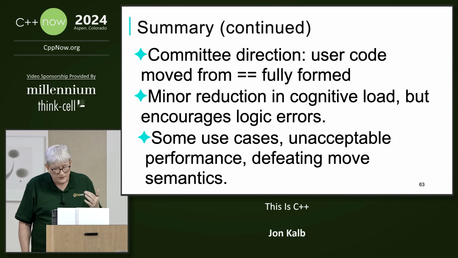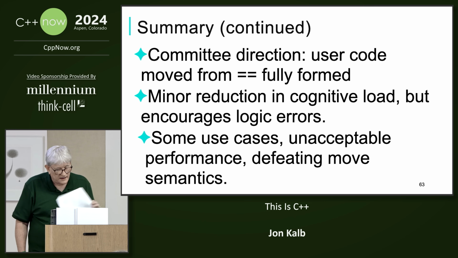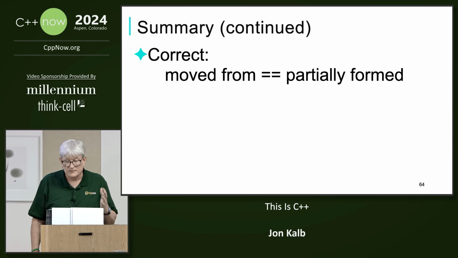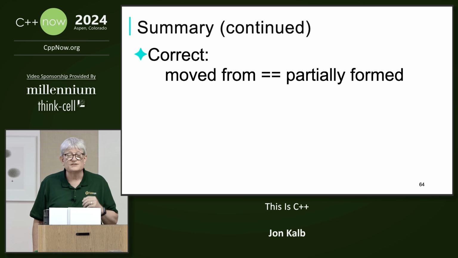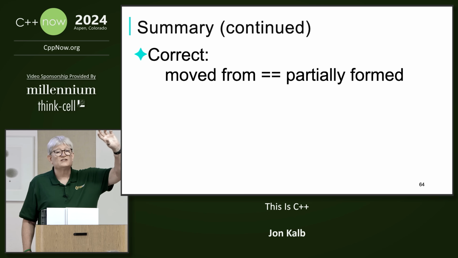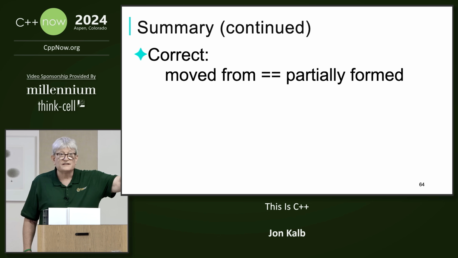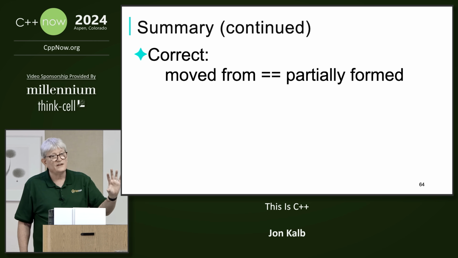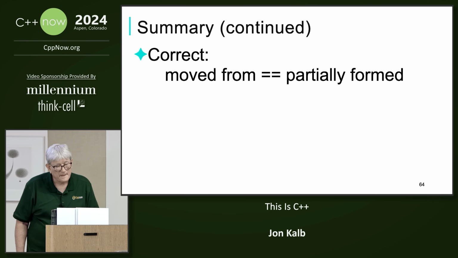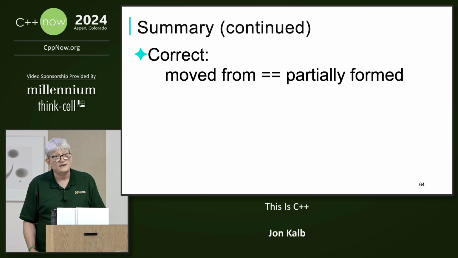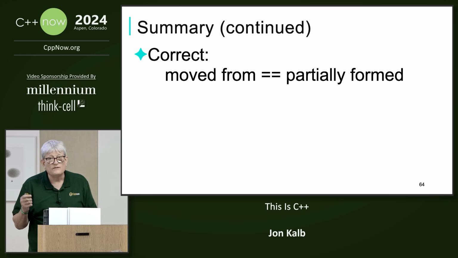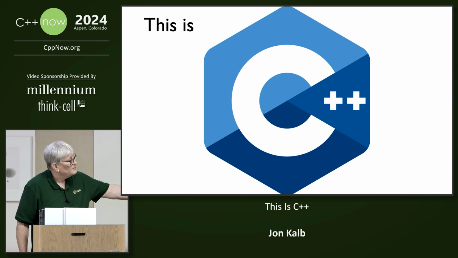The major hangup I have here is that it's encouraging logic errors. Programmers should be taught that moved-from objects are partially formed and should not be used in any other way. So I believe the correct way to think about moved-from objects is as partially formed objects, objects whose lifetimes are suspended. They still exist. They can be revived by assigning to them, but otherwise they are unusable. The only thing other than assigning to them is to let them go out of scope. This is the solution that leads to uncompromised performance. And why is it that we're so focused on uncompromised performance? Because this is C++.